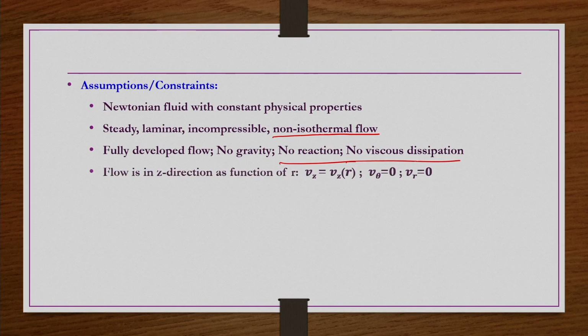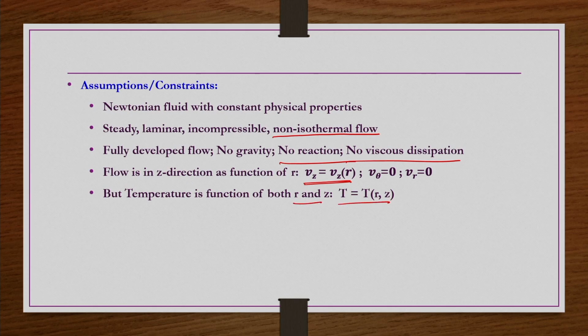Flow is fully developed, no gravity, no reaction, no viscous dissipation, standard, and then only the Z component of velocity exists, that is a function of R, whereas V theta and Vr are 0. But temperature is a function of both R and Z, that is T is a function of both R and Z.